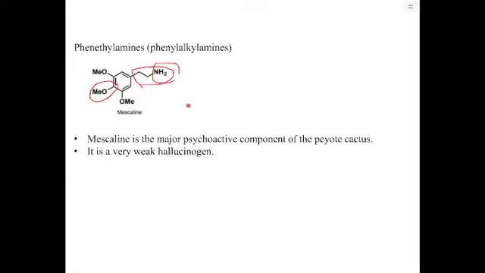And of course, one of the things is to do a substitution at that position so that we get amphetamine. And then, as we are going to see, we do a substitution at position number 4 of the phenyl of the benzene ring, again to bring about an increase in activity.